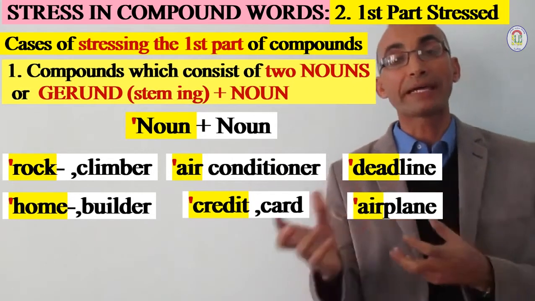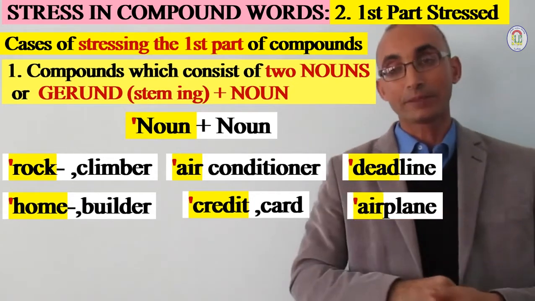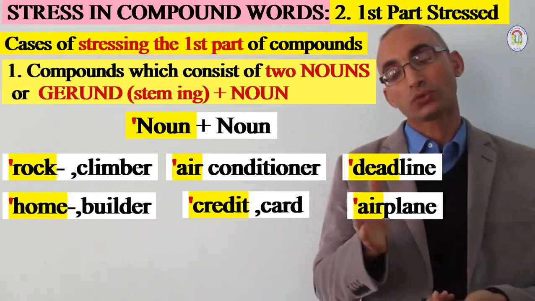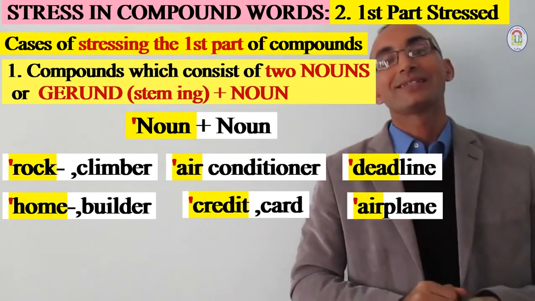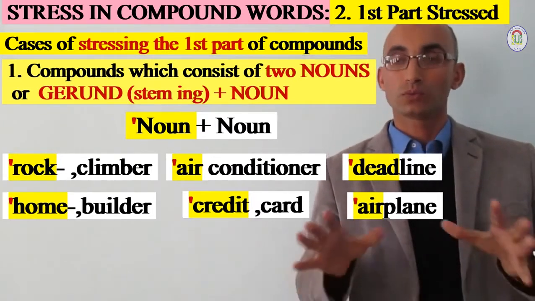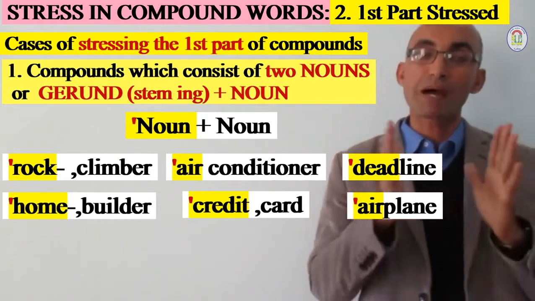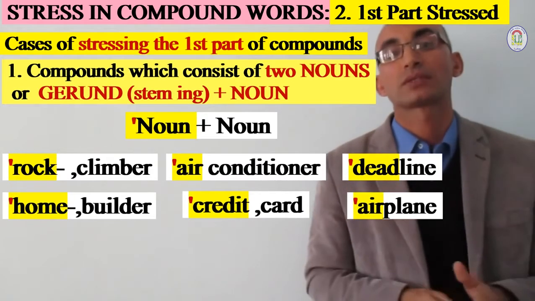And also airplane, so air receives the primary stress here. Clear? Airplane, and of course the second parts here receive secondary stress. Clear? Secondary stress. Now, as you see here, we always place our primary stress on the first part or element of these compound nouns. Clear?